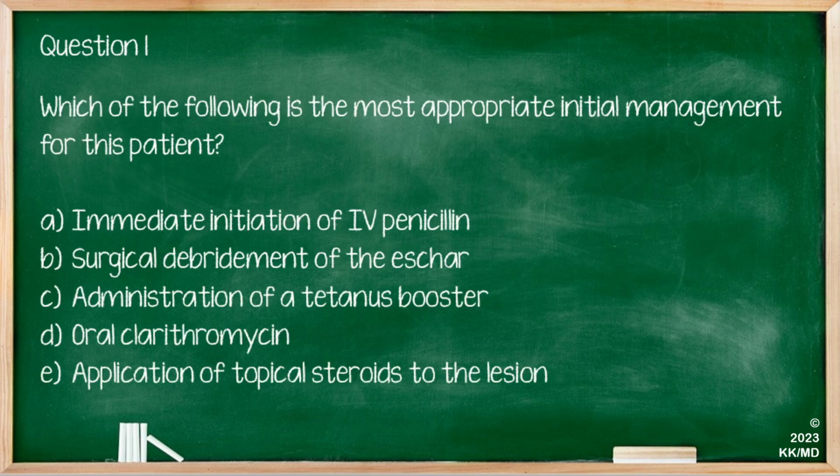So our options are immediate initiation of IV penicillin, surgical debridement of the eschar, administration of tetanus booster, oral clarithromycin, or application of topical steroids to the lesion. And you will recall from what we previously discussed that in these patients, urgent antibiotics is crucial, and usually this is penicillin. Clarithromycin would not be effective for anthrax.